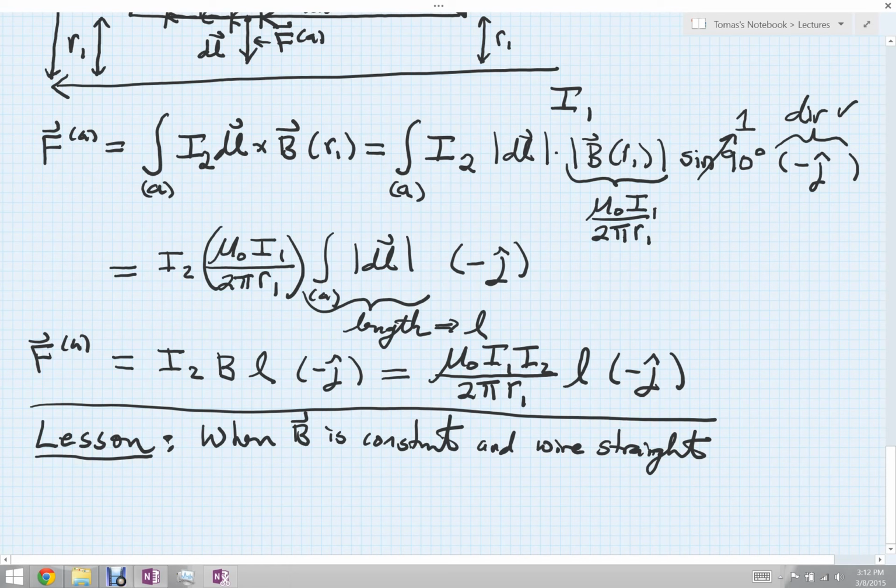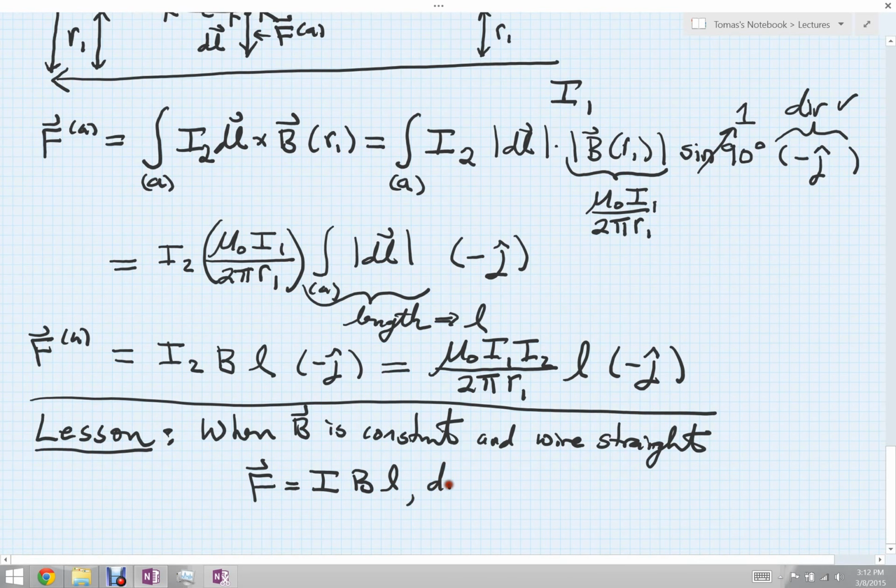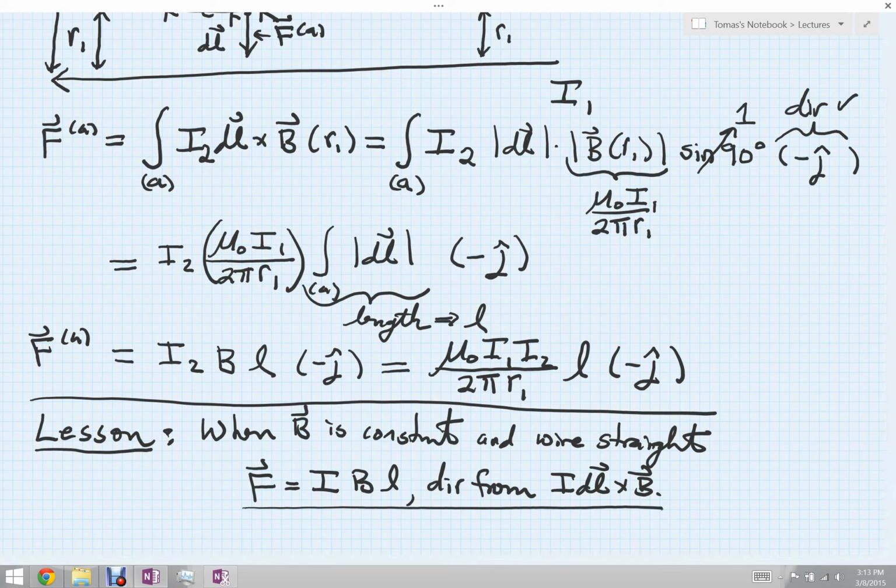Then in those conditions, the force that you get is just the current that's flowing times the magnetic field times the length, and then you can get the direction very quickly from just doing the direction, right? This I dl factor, which is the direction of the flow of the current, and doing the cross product with the magnetic field, which is exactly what we had done. So that's just a quick handy fact when the magnetic field is constant. Okay, so now let's proceed to the other three sides of the wire.